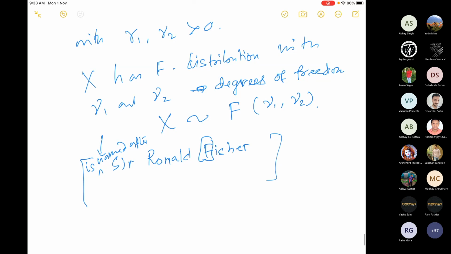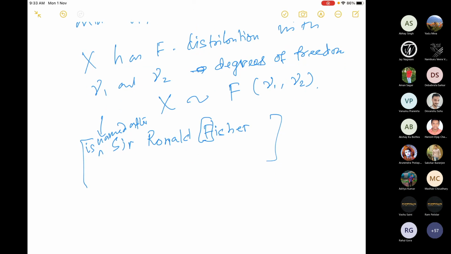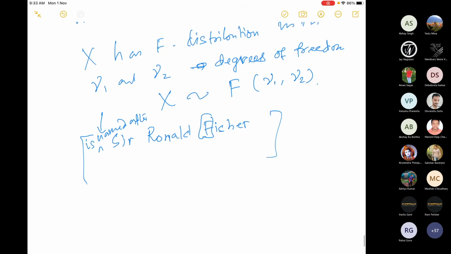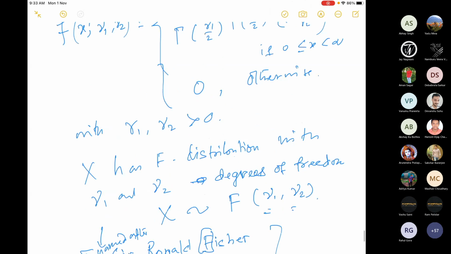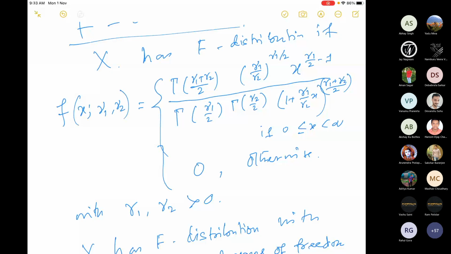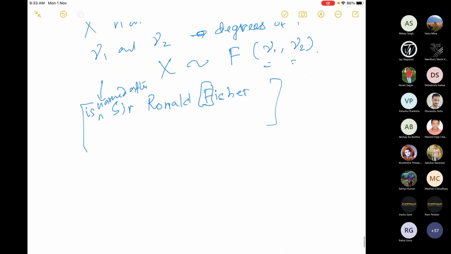You'll see why we are doing this. If you take the ratio of variances, then this will be an important distribution. And if both nu 1 and nu 2 are very large, going to infinity, then this distribution becomes normal. I'm not proving this, just making a statement which can be proved, but it is out of the scope of this course.